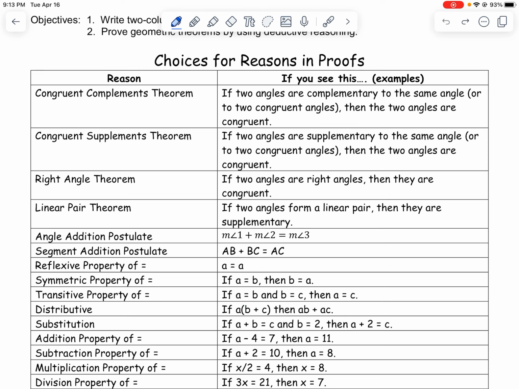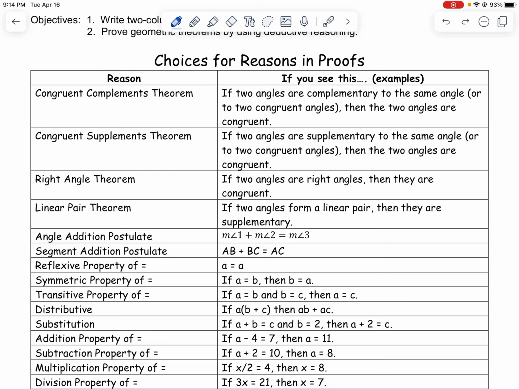Some of them are things we've seen before, like reflexive property or symmetric property, transitive property, distribution. You've seen those before. But some of these are a little bit different, like the congruent complements theorem. If two angles are complementary to the same angle, then those two angles are congruent. Or we have things like the right angle theorem. If two angles are right angles, then they're congruent. Some of these are like, well, duh kind of things, but they are reasons why we can say different things in proofs.